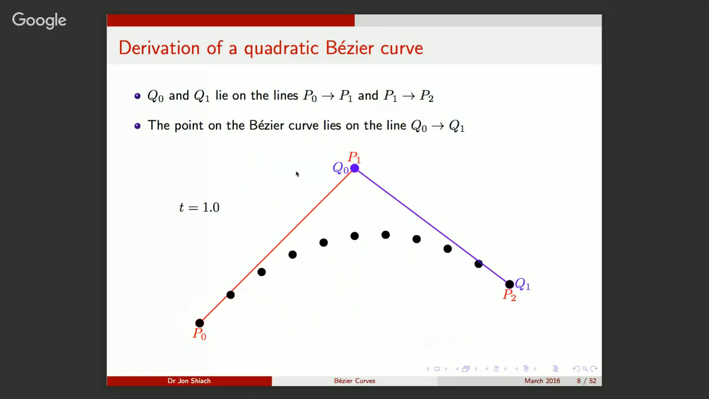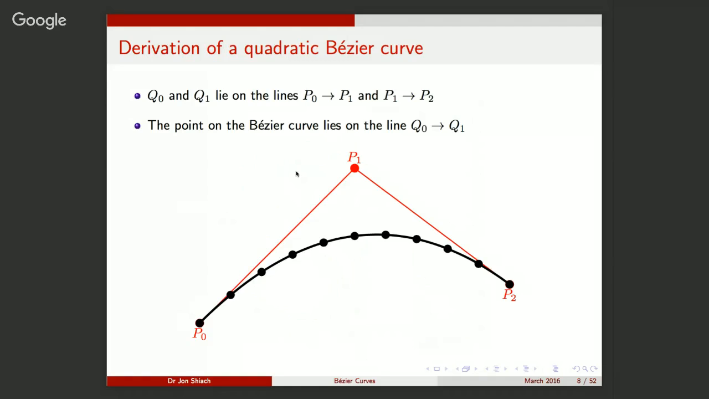That's similar to this activity which we did at the start. And then if I join a line through those dots, that's your smooth curve. That's all there is to it. That's a quadratic Bezier curve.